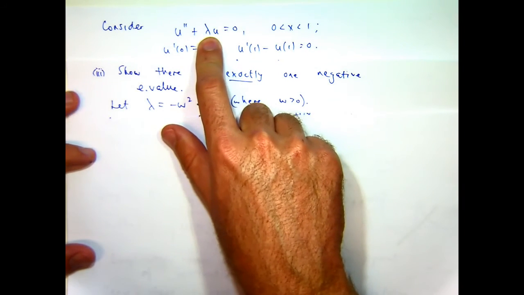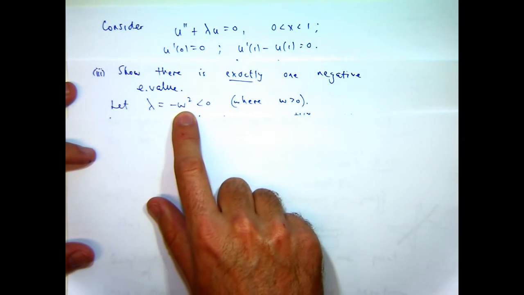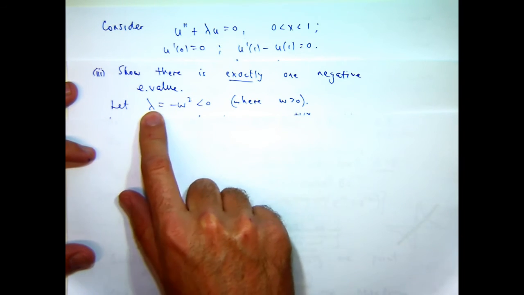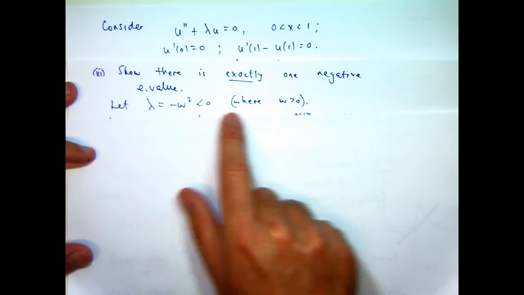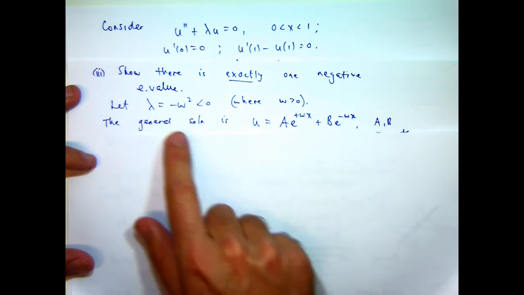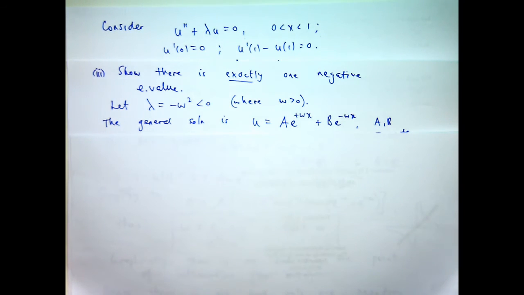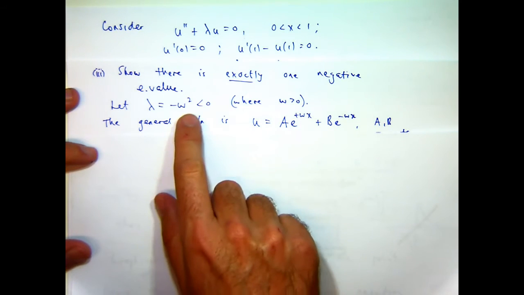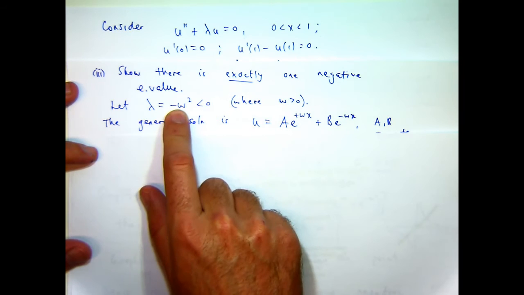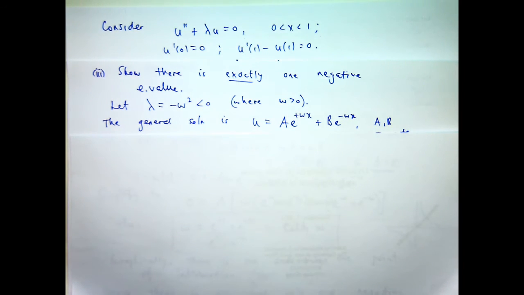So imagine omega is negative here. We solve this problem like we did before, and it actually makes a lot of sense to let lambda equal negative omega squared, where omega is positive. That way, when we write down the characteristic equation for this problem and solve it, there are no square root signs in our general solution.